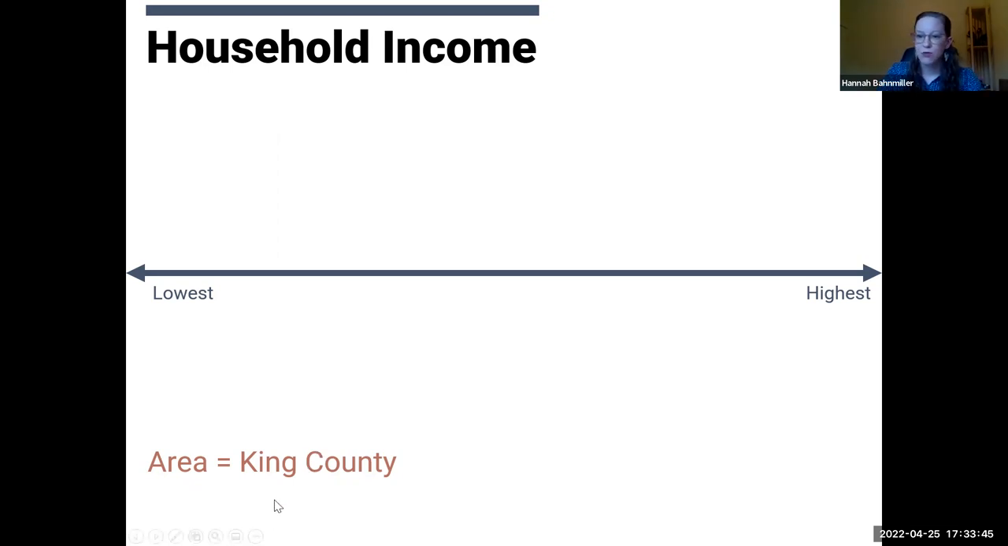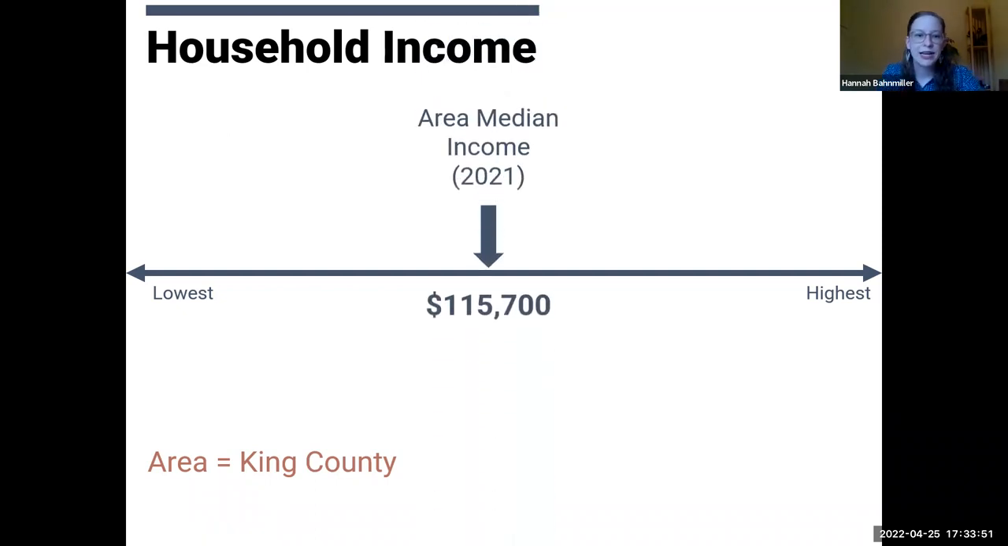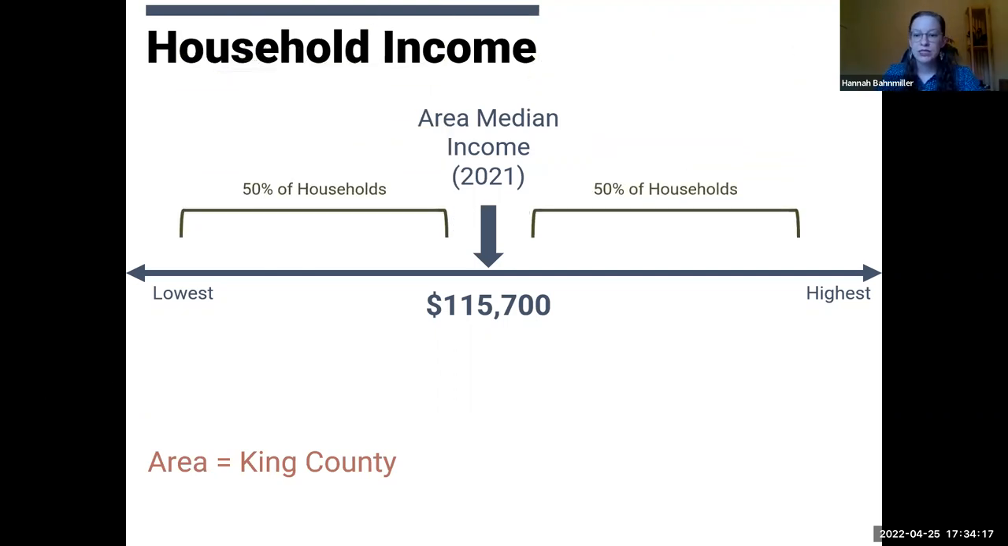AMI allows us to think of income along a continuum from the lowest income to the highest income. And the center point is the area median. The area we used is based on a King County reference area. And this allows us to account for a wider market since people live and work in different places. And in 2021, the median household income for a household of four in King County was $115,700. This means that 50% of households had incomes lower than this level, and 50% had incomes higher than this level. But for understanding affordability, we're most interested in looking at that lower 50%.